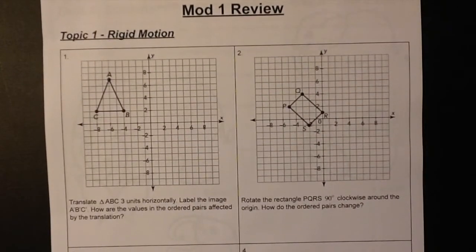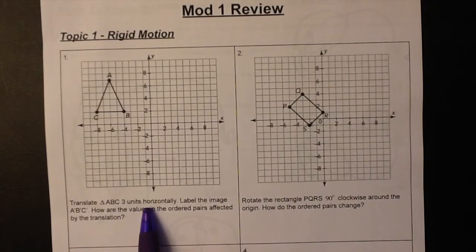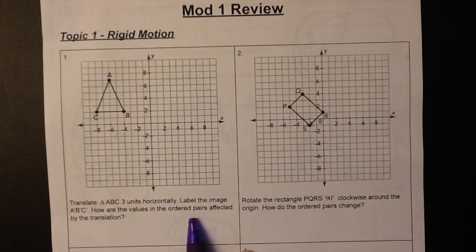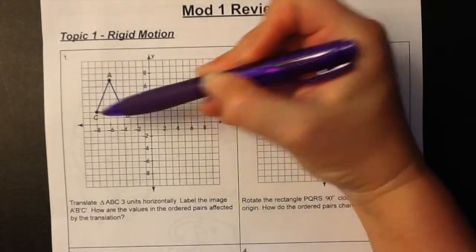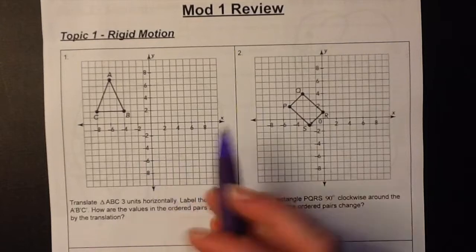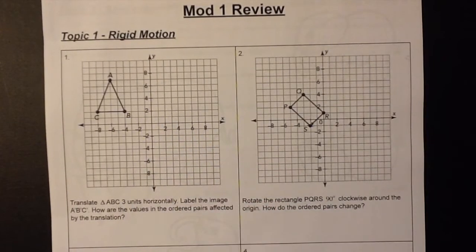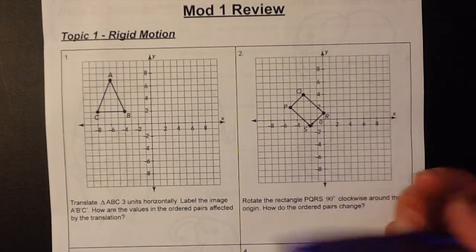So, number 1. Translate triangle ABC 3 units horizontally. Label the image A prime, B prime, C prime. How are the values in the ordered pair affected by the translation? So if I look at where each point is, a big thing that happens that's incorrect is a lot of people will put 3 spaces and then draw the triangle, but that's not how it is. Each point gets moved 3 spaces.